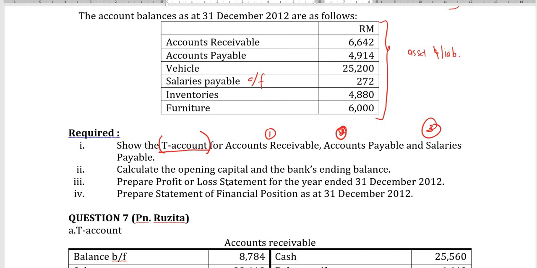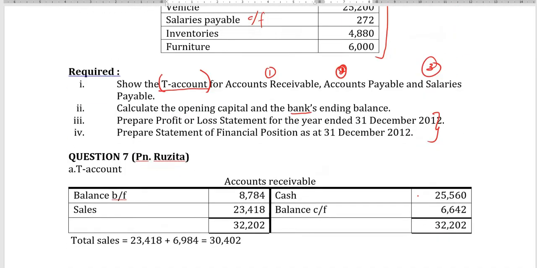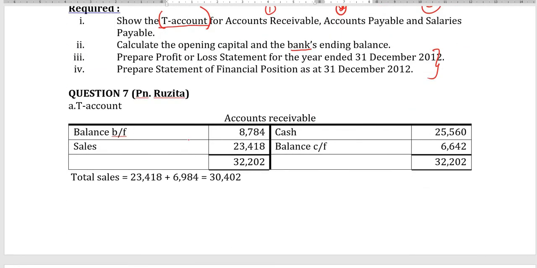Alright, and then we need to calculate the opening capital, and then we'll need to find the ending balance for bank. Prepare the statement as usual. Okay, so for accounts receivable, so this is your beginning balance and this is your ending balance taken from the balance in the question. Lepas tu sales, you need to find sales actually.